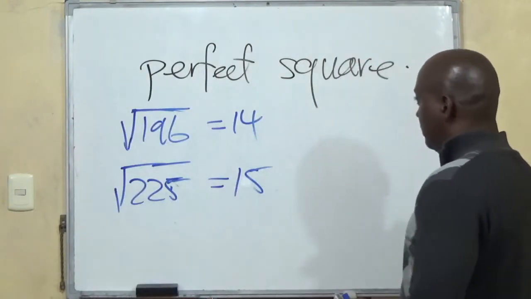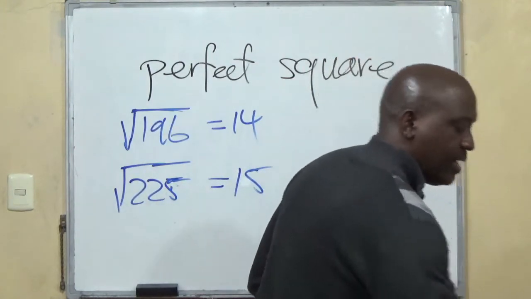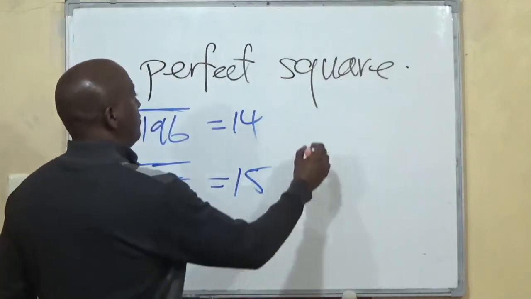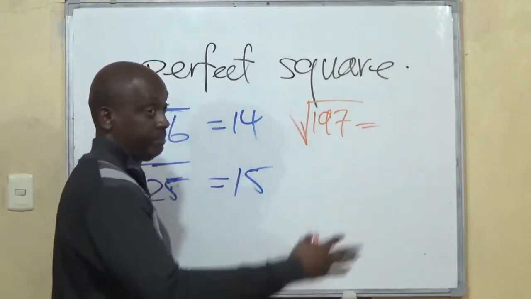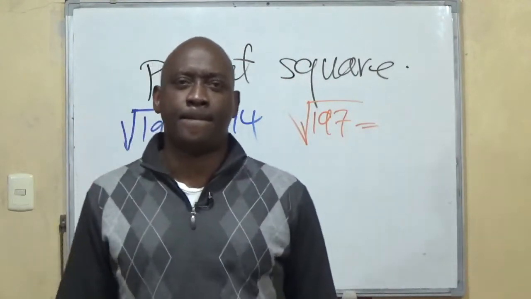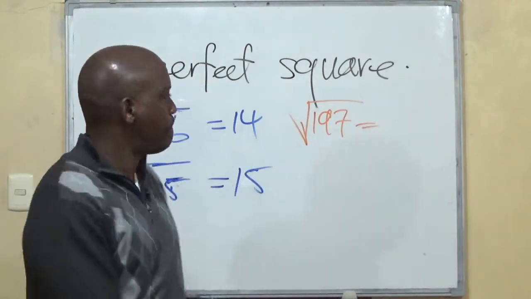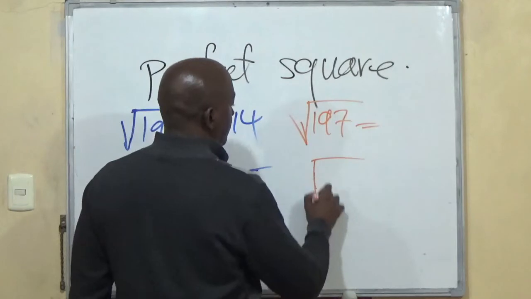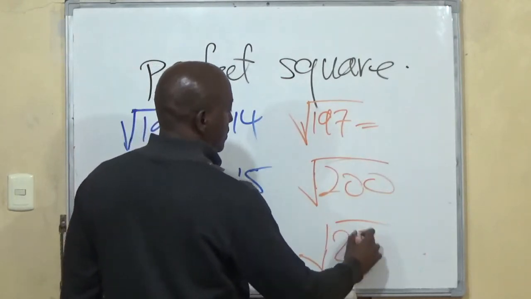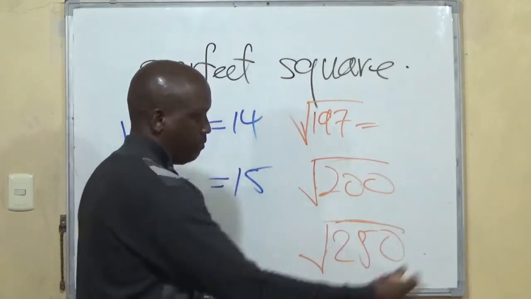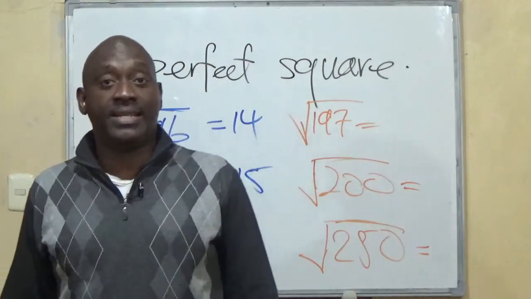So, for example, if we decide to get ambitious and try to find the square root of 197, try it and see. 14 point something. Or the square root of 200, or the square root of 250. Try it and see. Right? I'm leaving that for you as an exercise.